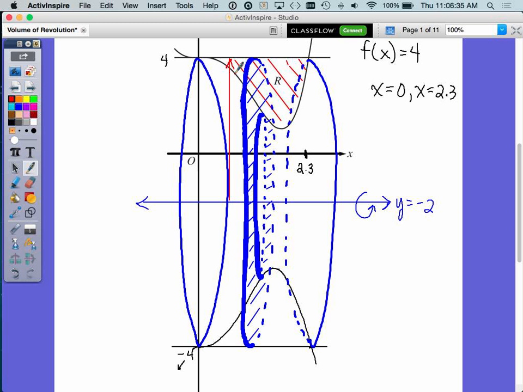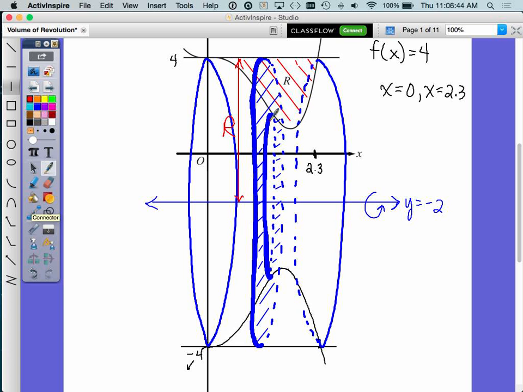I'm going to label this as being capital R. And my little radius is going to extend from here down to the axis of revolution. So this is going to be my little radius.